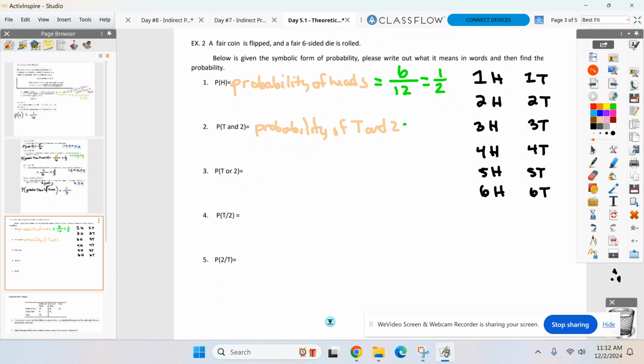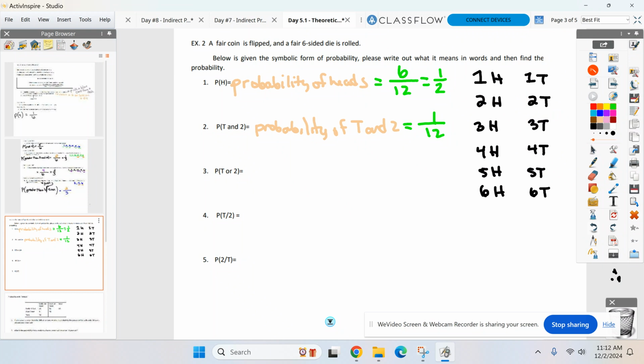All right. So out of the 12 up here, Mariah, how many times does that happen? 2 and a tail. 1 out of 12. There it is. It's right there. All right, 1 out of 12. Everyone doing all right? Am I going too fast?